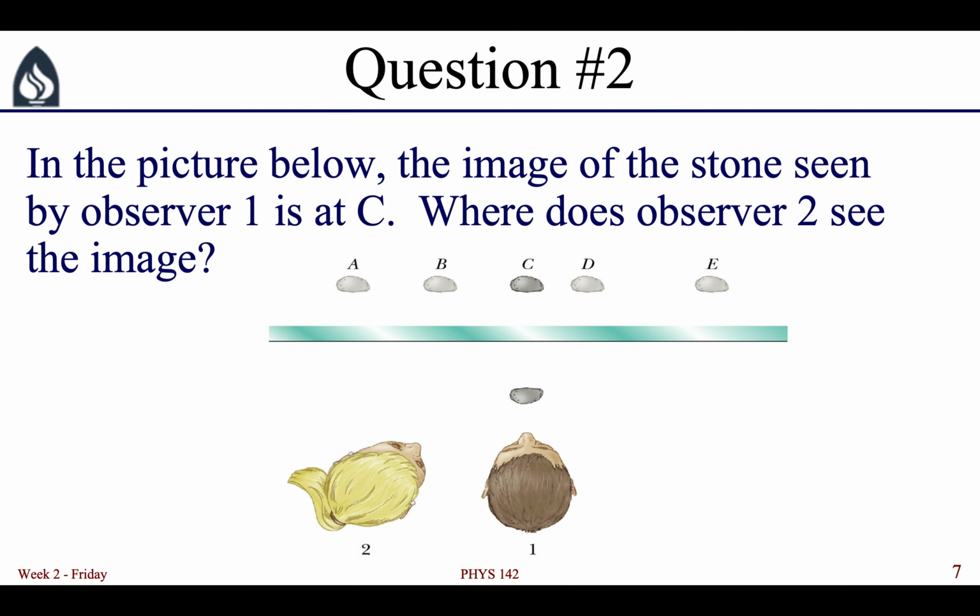So here's a question for you. In the picture that's shown, the image of the stone seen by observer 1 is at C. Where does the observer 2 see the image?